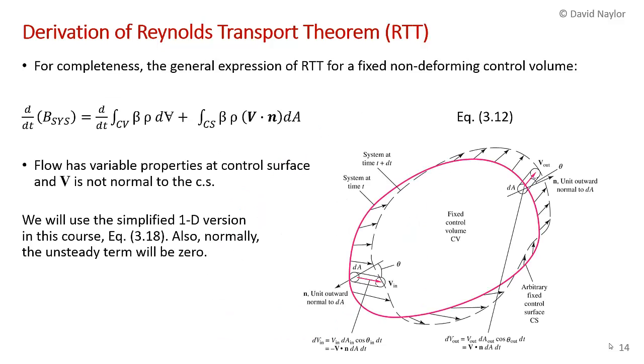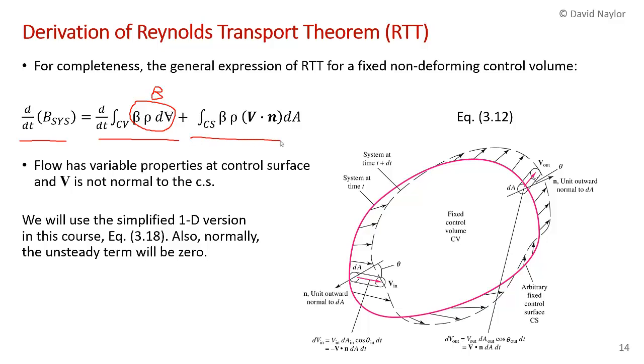Just for completeness, I show the general expression of Reynolds Transport Theorem for a fixed non-deforming control volume. It's shown here. It looks similar to the equation we had before. The rate of change of B, this property B within the system, is equal to the rate of change of B within the control volume. And now we have the integral of beta times rho dV. That's the total amount of B within the control volume.